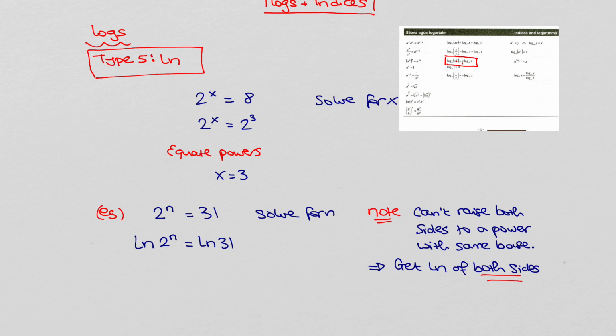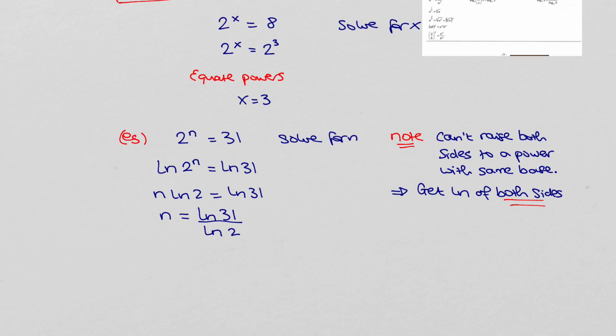So by bringing down the n in front of our natural log of 2, I'm now going to have a way of evaluating for n because I can divide across by natural log of 2 on both sides, which gives me n on the left, and natural log of 31 divided by natural log of 2 on the right-hand side. So now all I have to do is go to my calculator, making sure we're pressing the natural log button on your calculator.